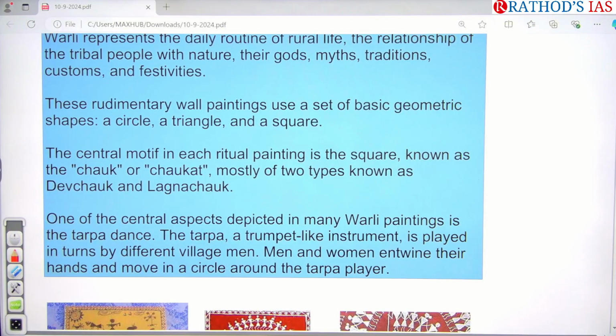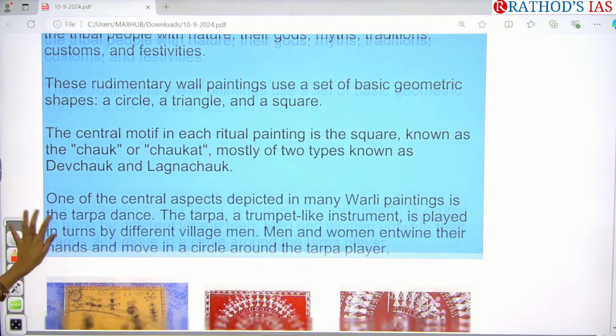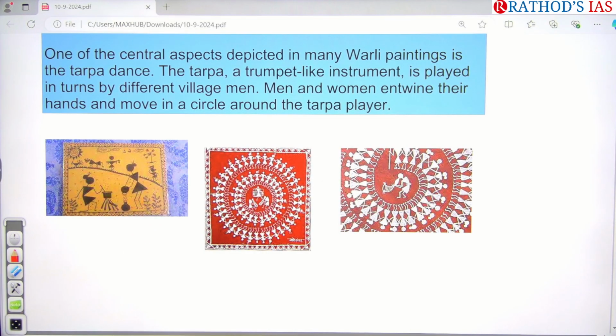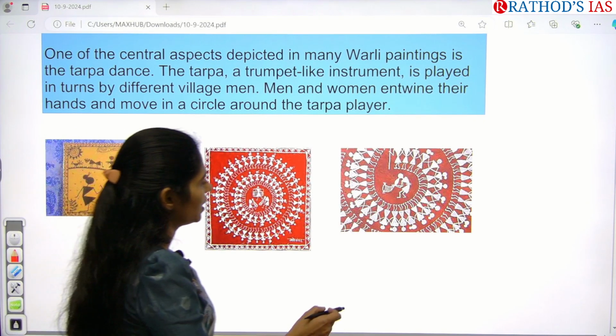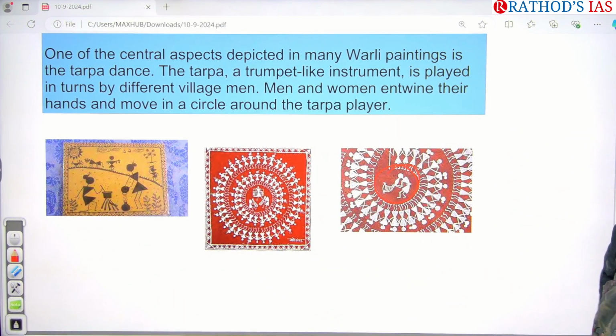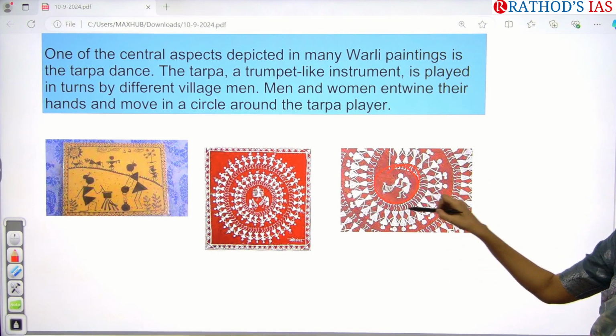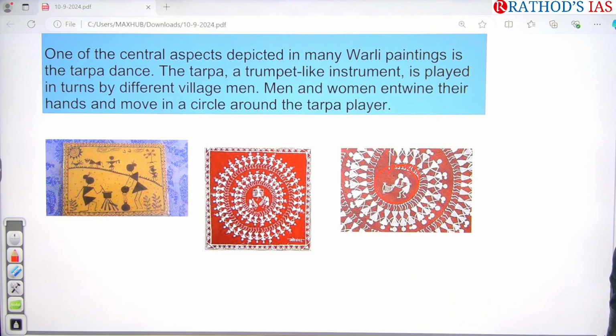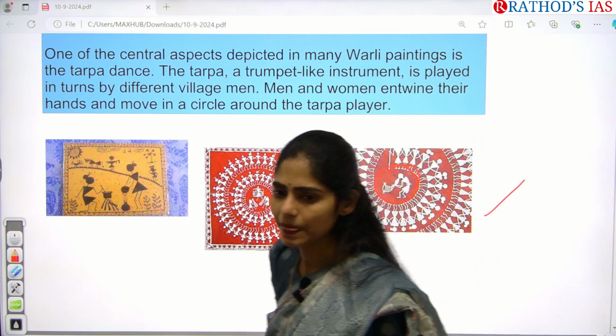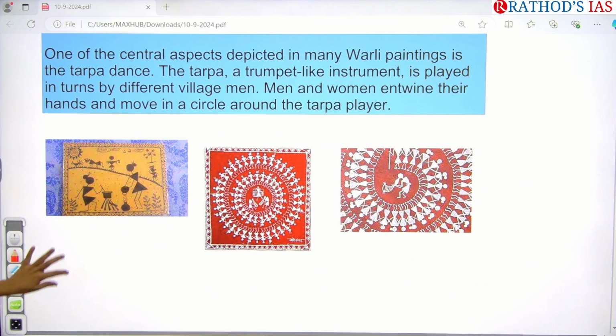Whenever they are painting, they paint on a rectangular or square shaped box. That square shape is called chauk or chaukar. Normally in this type of paintings we have Dev Chauk and Lagna Chauk. Dev Chauk means it is showing their gods and their religious motifs. So here you can see these are the kinds of Warli paintings. This is a very famous painting. Here one guy is playing a musical instrument, and around him the people join their hands and dance around this person. So this is one of the famous paintings of Warli. Okay, clear?